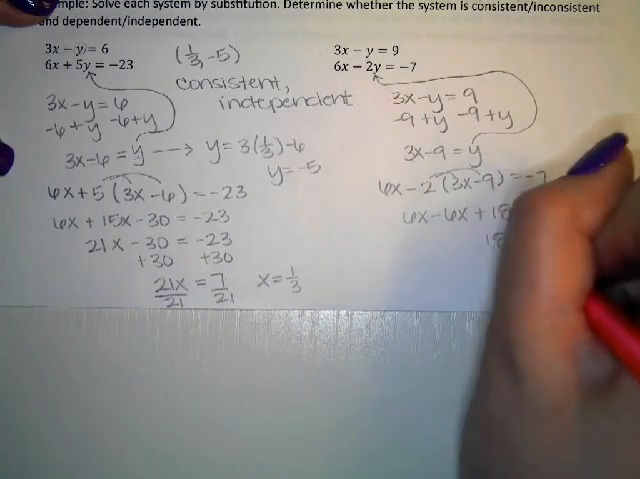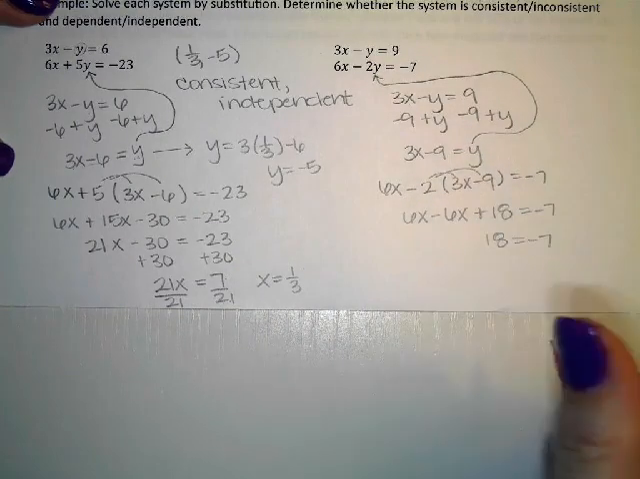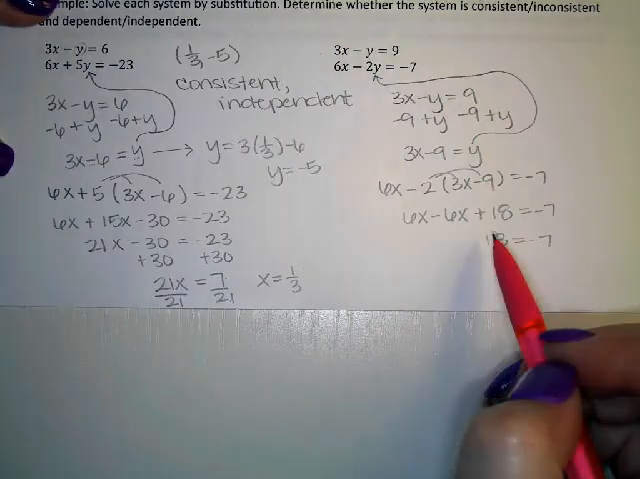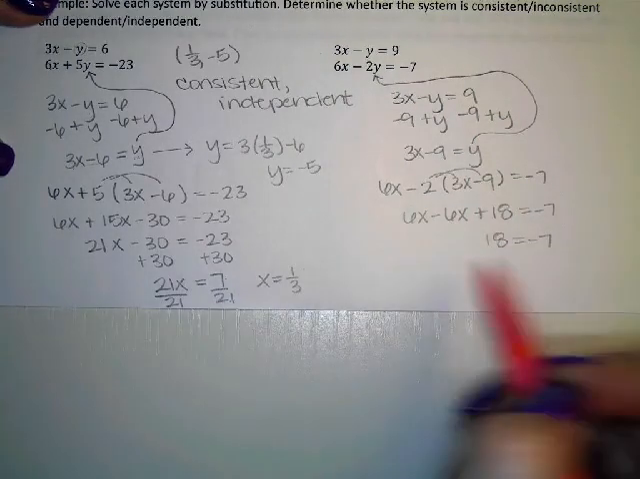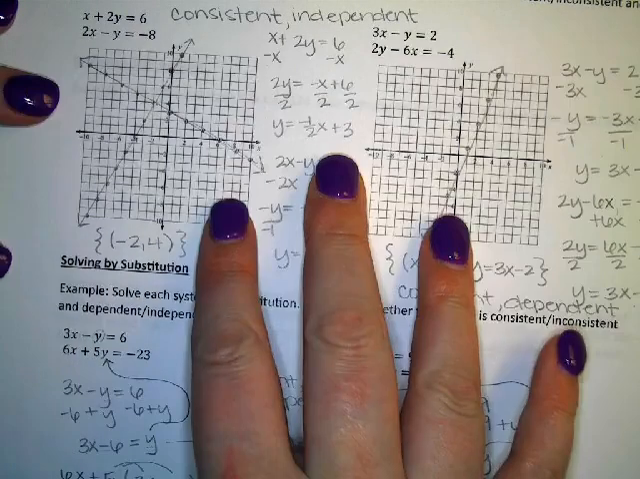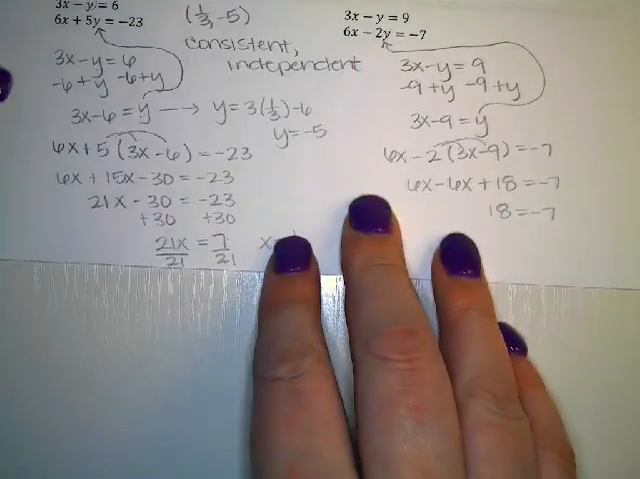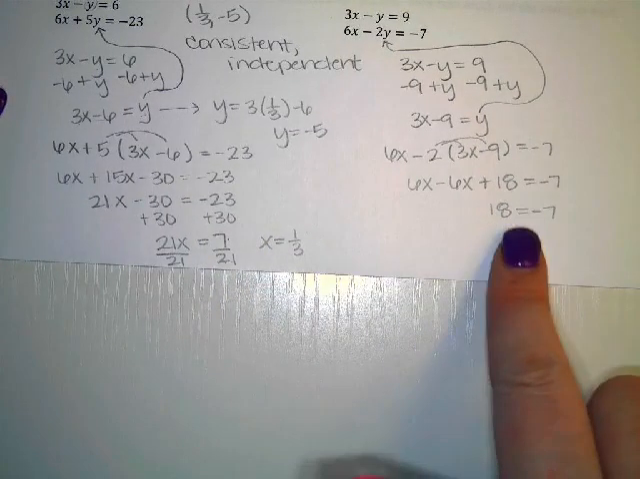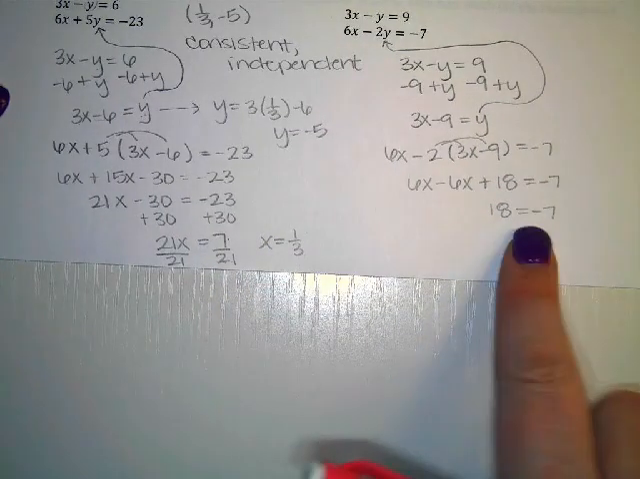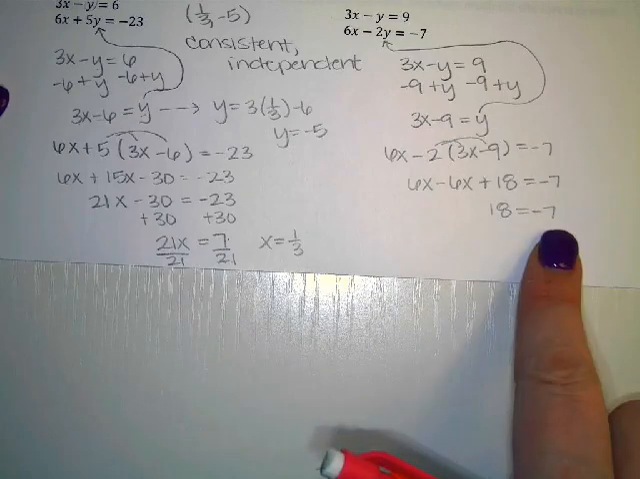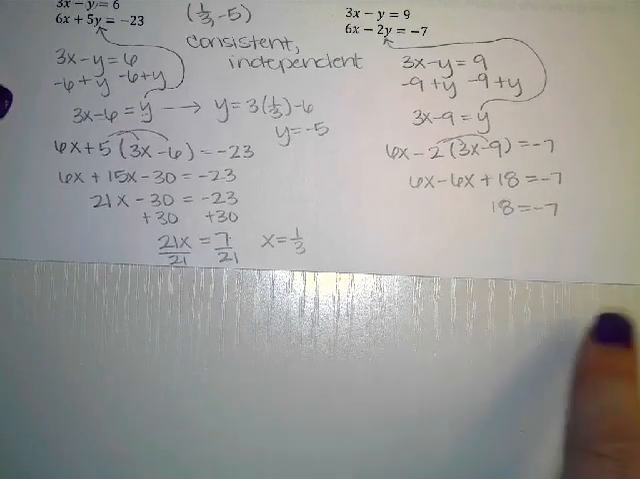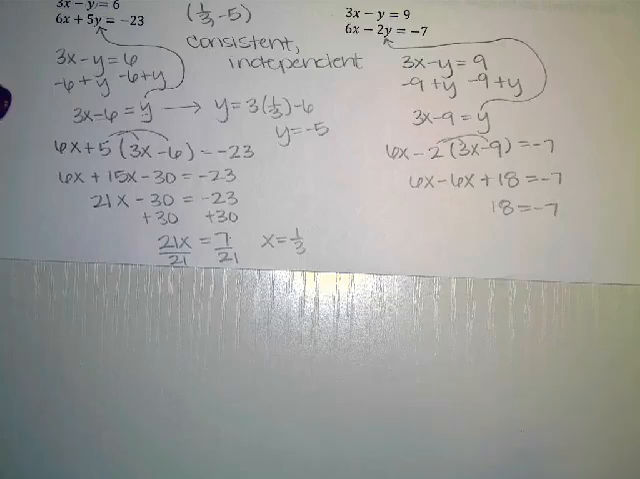And if this ever happens when you're solving a problem algebraically like this, so this is solving a problem graphically, this down here is solving a problem algebraically. If you end up with something that's not true, it means there's no solution. If we had graphed these by hand, they would have been two parallel lines. So this is no solution.